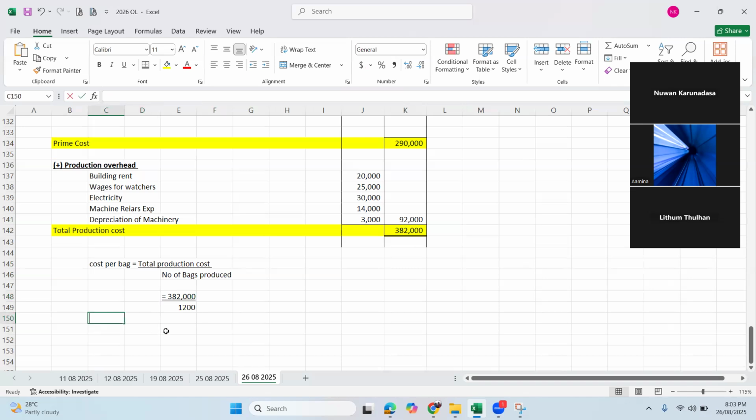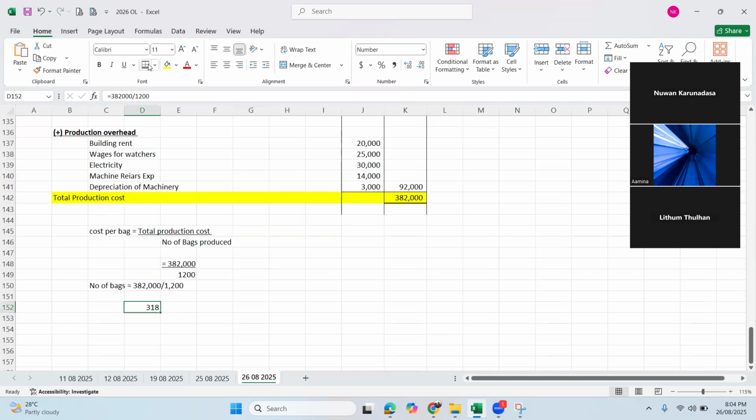Number of bags equals 382,000 divided by 1,200. You can say 318.